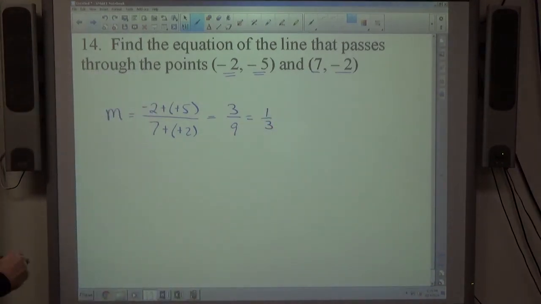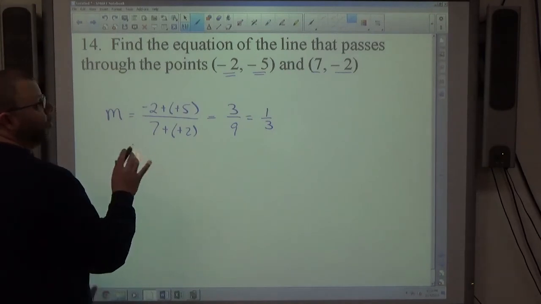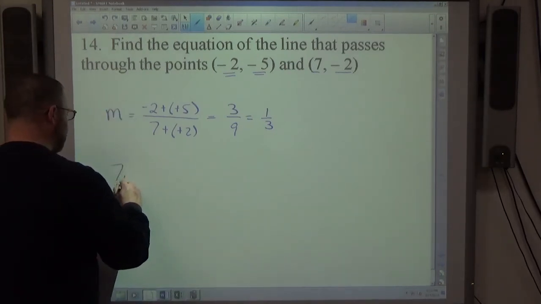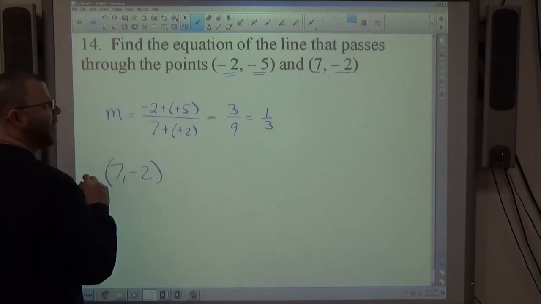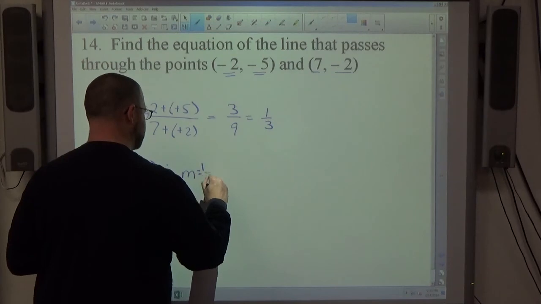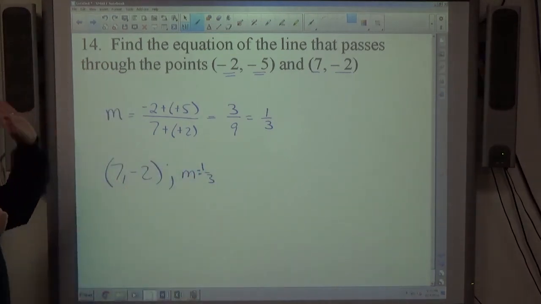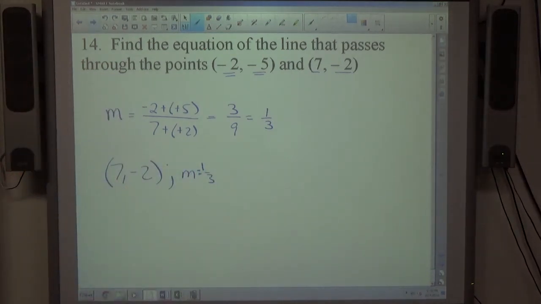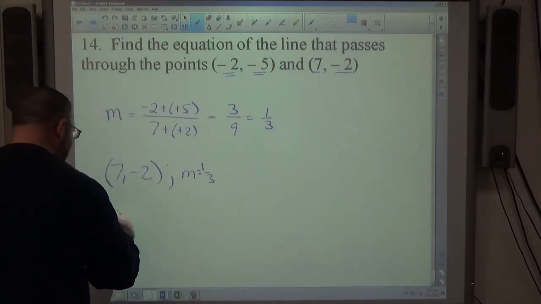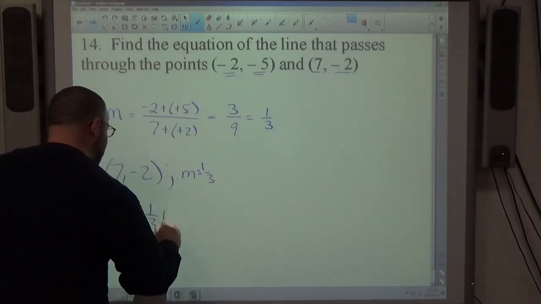I always reduce slope as much as possible. It makes life easier. So I'm looking for an equation line that passes through either one of those 2 points. Take your pick. I'm going to go 7, negative 2. That has a slope now of 1/3. I could have just as easily gone with negative 2, negative 5. Doesn't matter which point I pick. One of those 2 points and my slope I just found. Y is equal to mx plus b.